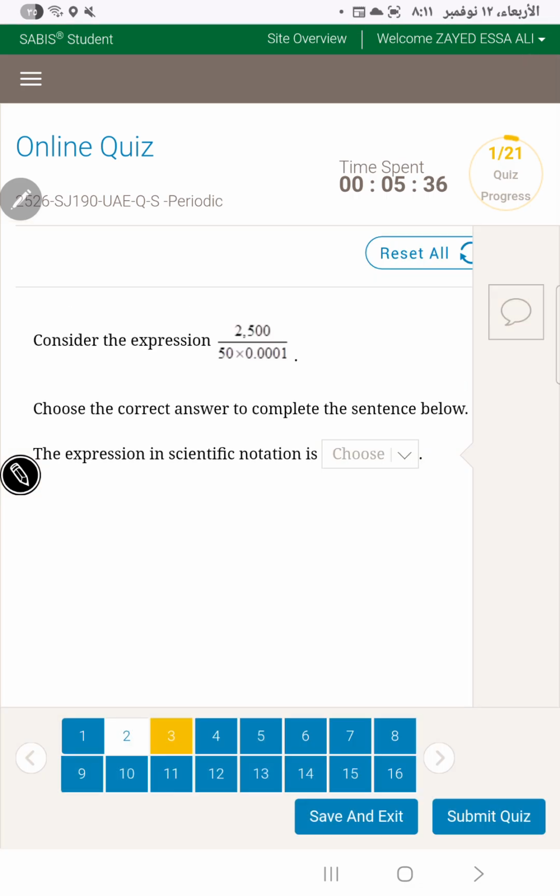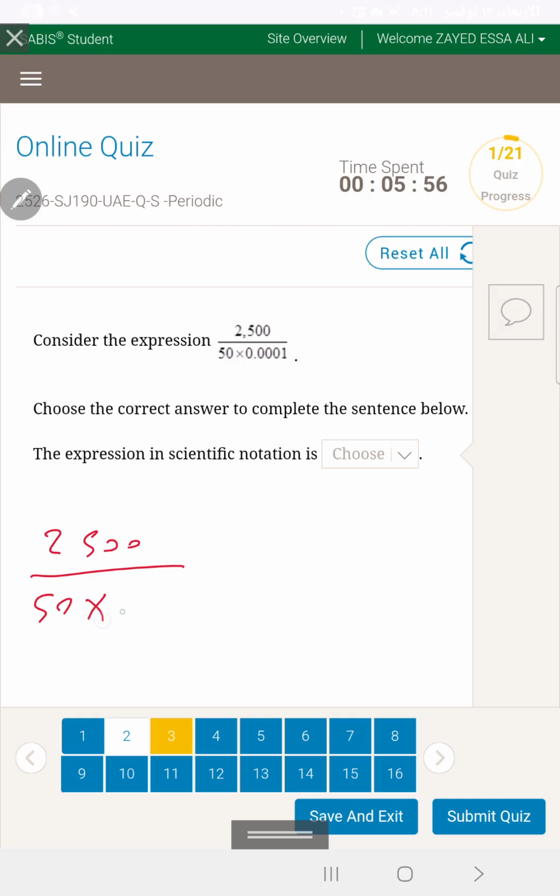Question number 3. Consider the expression. Choose the correct answer to complete the sentence below. The expression in scientific notation. What is it? So I have to write this in scientific notation. First step, I have 2500 divided by 50 times 0.0001. I write it 10th power of negative 4. So that's first step. Then I cancel 0 and 0, and then 250 divided by 5 is 50.